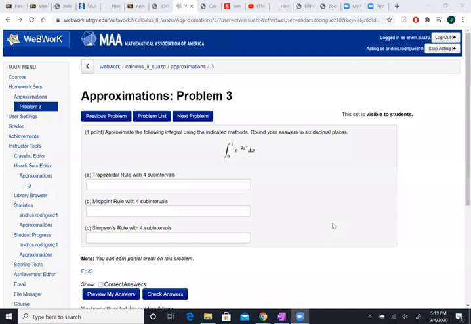So hello guys, we're gonna do another problem from Webwork. And let's find this integral using the trapezoidal rule, midpoint rule, and Simpson's rule.